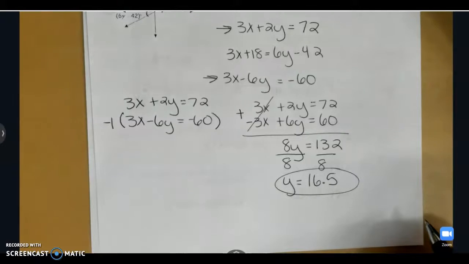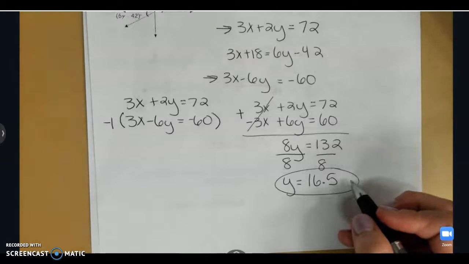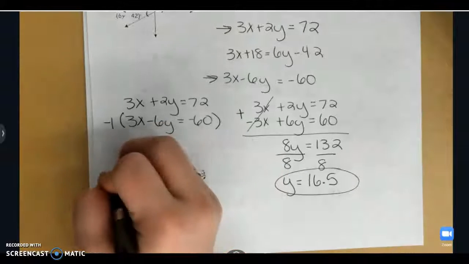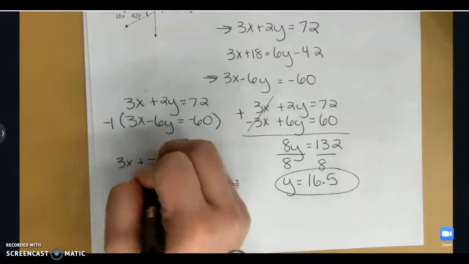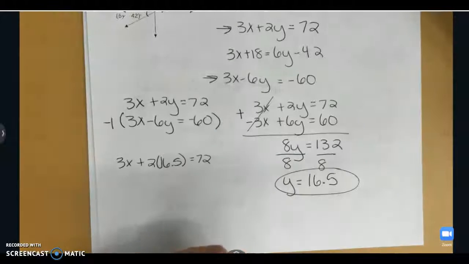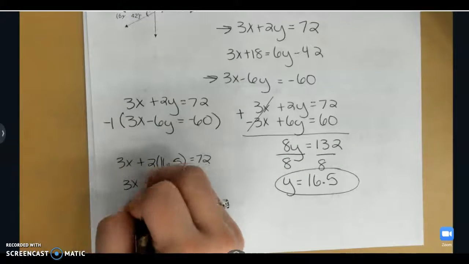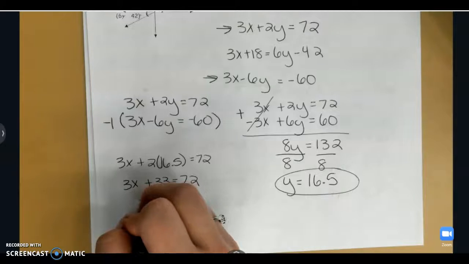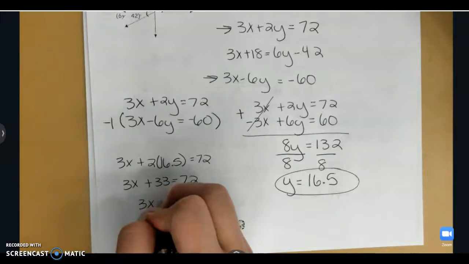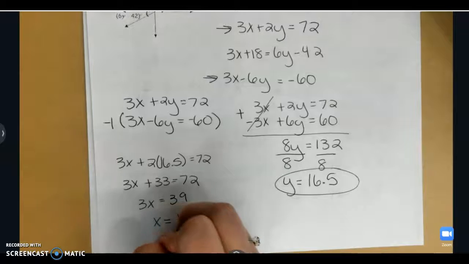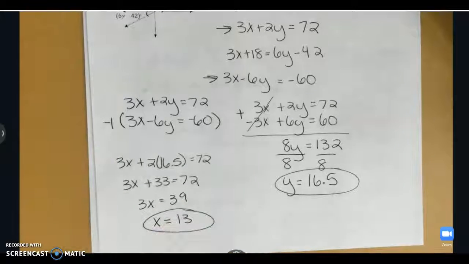Now I need to find x. So I'm going to plug this y value back into one of my equations. So I'll just do this top one here. So 3x plus 2 times 16.5 equals 72. So 3x plus 33 is 72. If I subtract that 33, I'm going to get that 3x equals 39. So x is 13. And there are my two values.